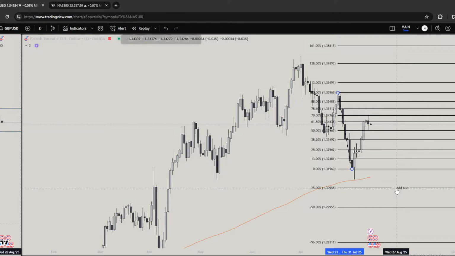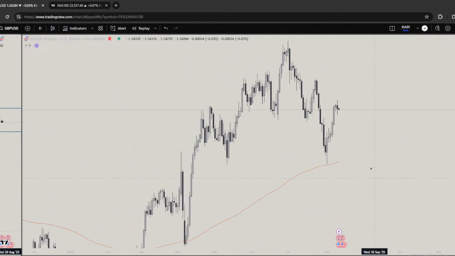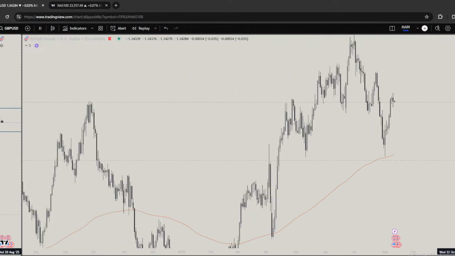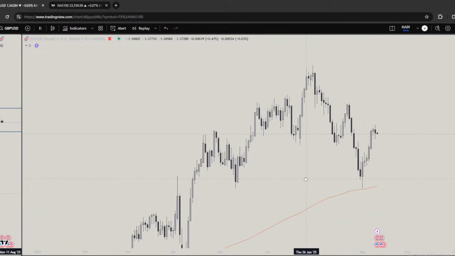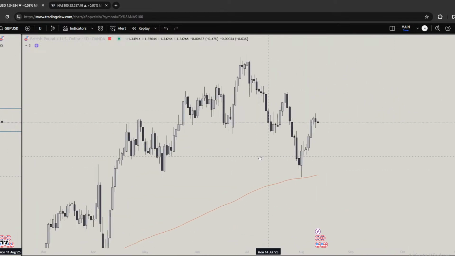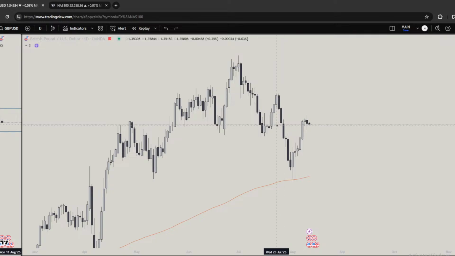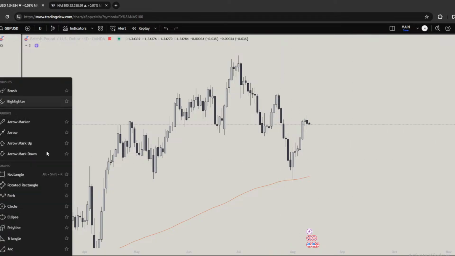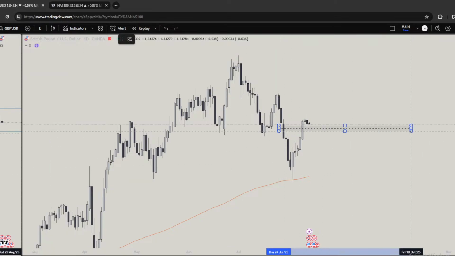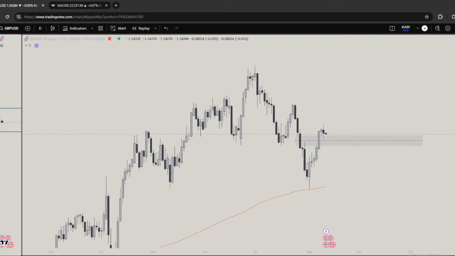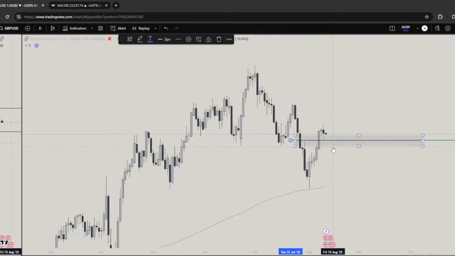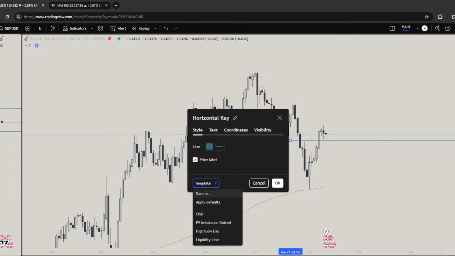I still see this displacing lower. We got this bearish FVG, and we shot right out above it.